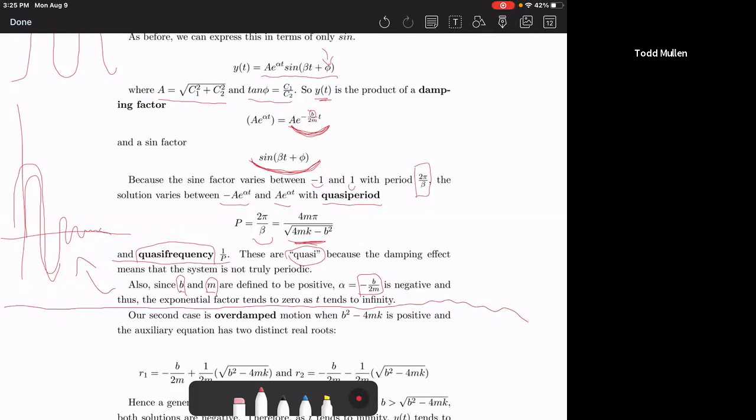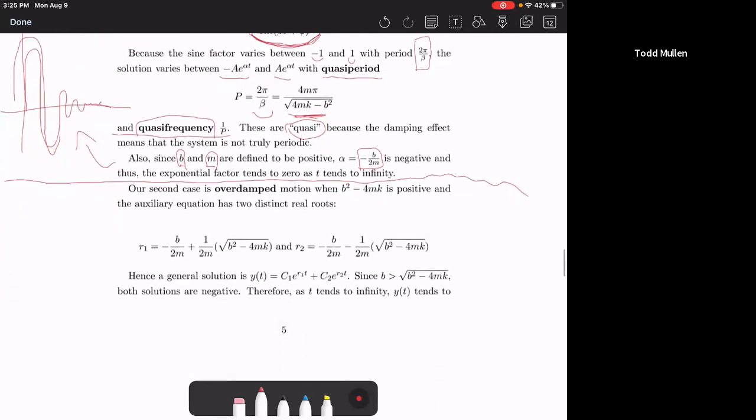Our second case is overdamped motion, when b squared minus 4mk is positive and the auxiliary equation has two distinct real roots. So again, from our quadratic formula, we know what these two solutions look like. r2 is negative b over 2m plus 1 over 2m square root b squared minus 4mk. And then we also have the same thing where we put a negative sign in here. So the general solution is going to look different from when we had complex roots because these are real roots. So it's just c1 e to the r1 t plus c2 e to the r2 t.